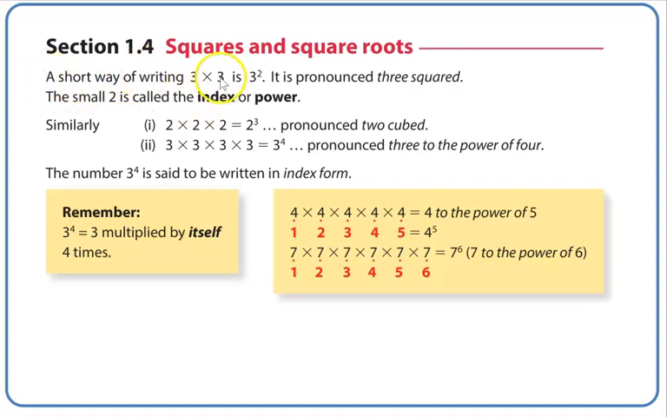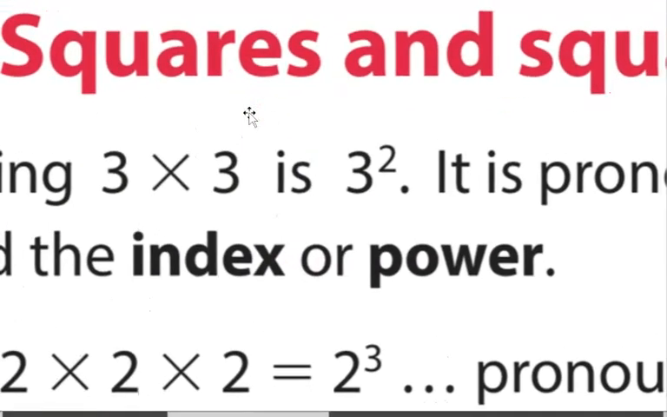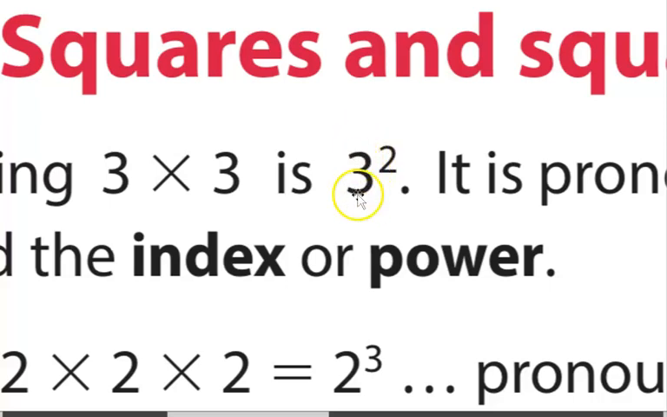A short way of writing 3 times 3 is 3 with a little 2. So the big 3 is known as the base, and the little 2 up at the top right hand corner of the 3 or the base is known as the power or the index. So 3 times 3 can be rewritten as 3 squared, or 3 to the power of 2.